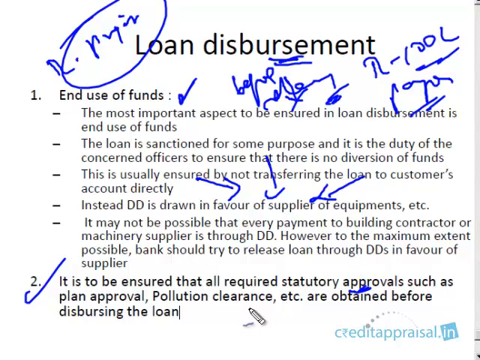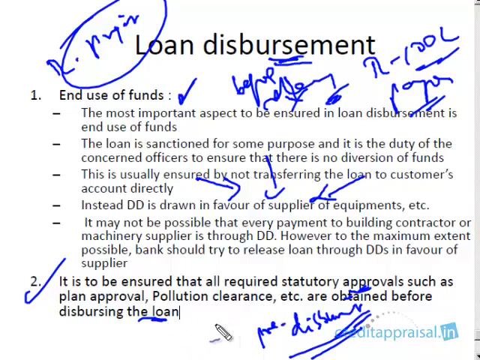It has to be ensured that all the required statutory approvals, such as plan approval and pollution clearance, are obtained before disbursement of the loan. You cannot disburse the loan before these clearances are obtained. Sometimes, if these are not obtained at the time of sanction, you can stipulate a pre-disbursement condition and then sanction the loan, but you are not going to disburse it. If some statutory approval is pending, you can maybe sanction it. Some banks, quite rightly, don't sanction till all the approvals are obtained.